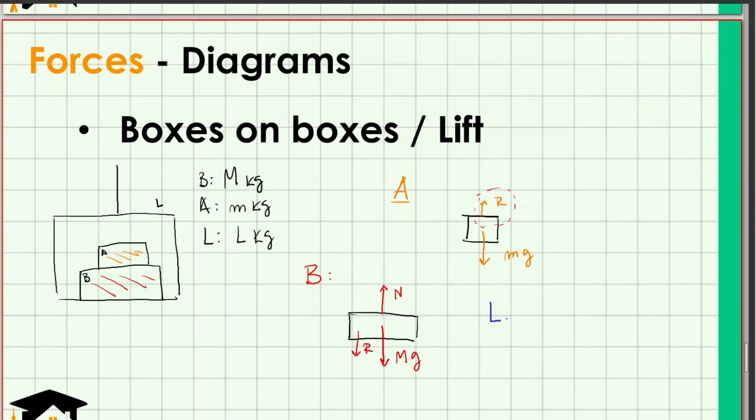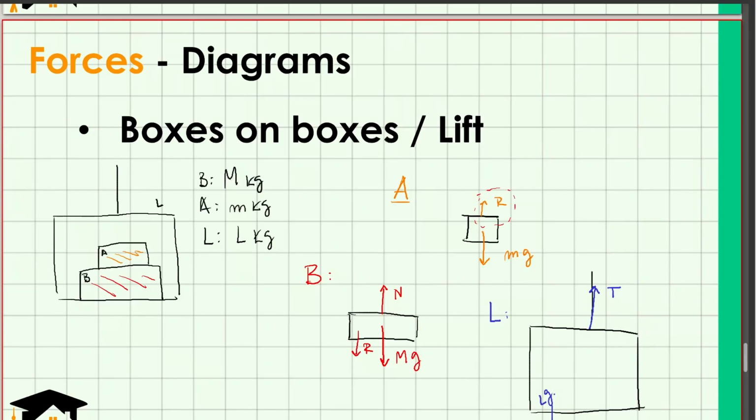Finally, let's consider the lift. The lift has the tension here from the cable. It has its own weight, Lg, and it also has a normal reaction here. So when we consider the whole object as one, we will have the total weight, that's going to be big M plus small m plus L. This is kilograms times the gravity, and then an equal force in the opposite direction.